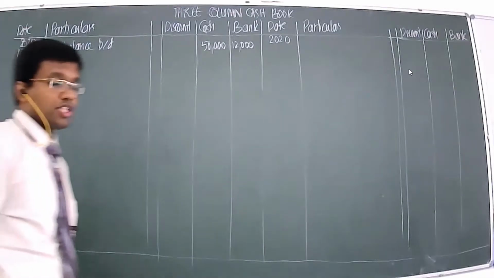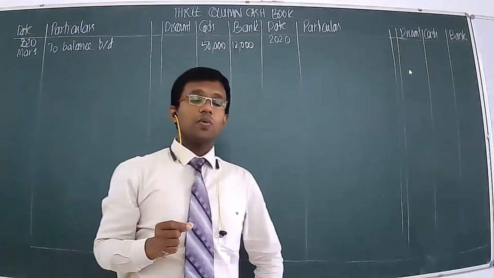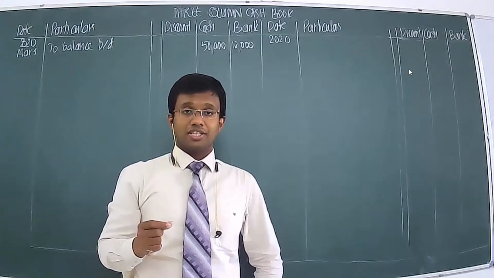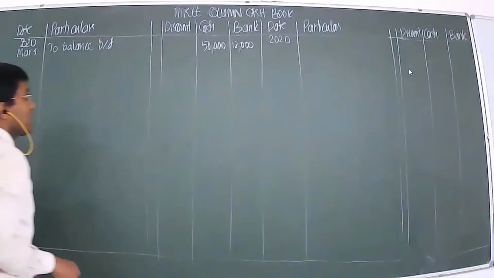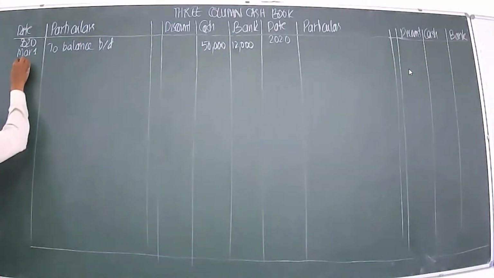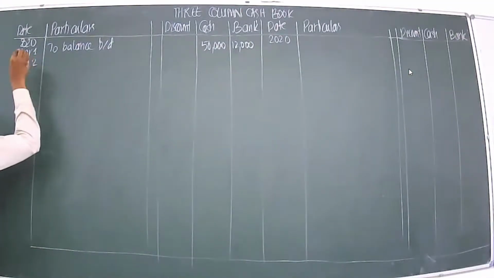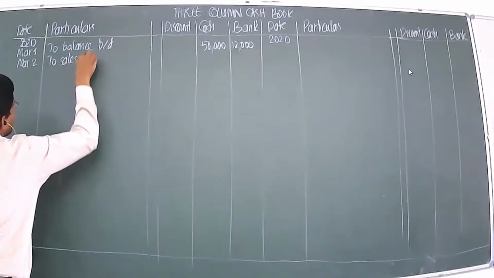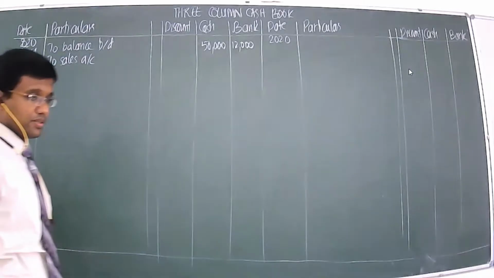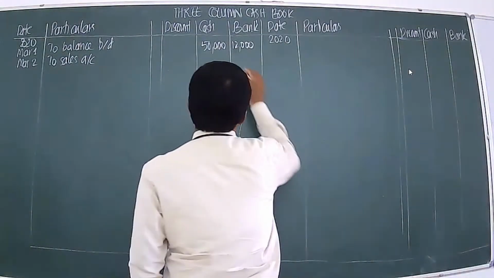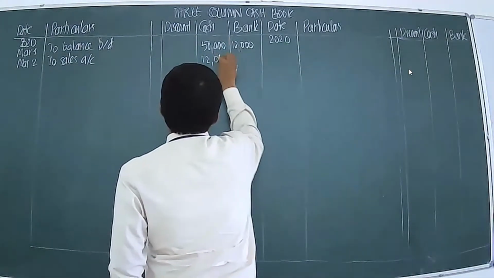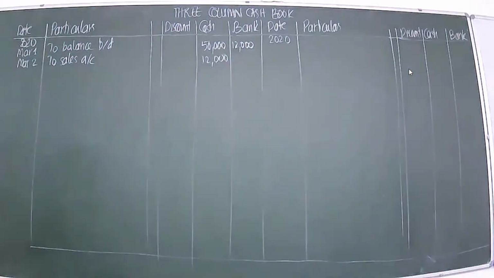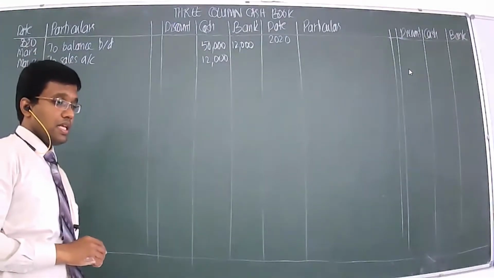2nd March, cash sales. So what is happening over here? On 2nd of March, you're carrying out a sale and it is for cash. So you have to record the amount directly into the cash column. So March 2nd, to sales account, and the amount is rupees 12,000. So cash sale rupees 12,000. Now let's look at the next one.